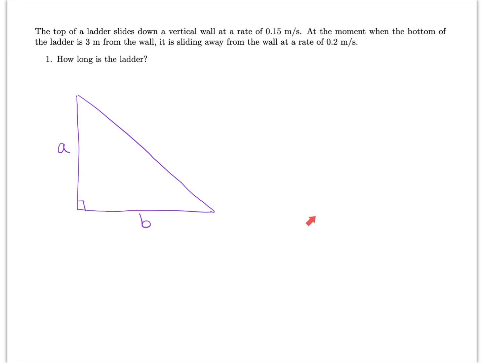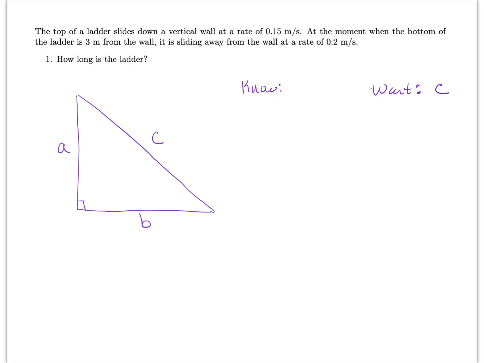As the bottom of the ladder moves away, B is increasing, the top of the ladder is falling, A is decreasing. The length of the ladder, C, is a constant. It's not changing, but we don't know what it is. They're asking how long is the ladder. But we do know that C is a constant. So let's see, what do we know? And what do we want? I know we want C. They want to know how long is the ladder.